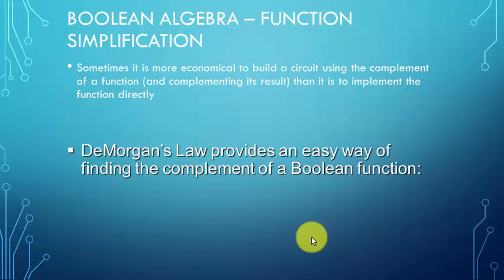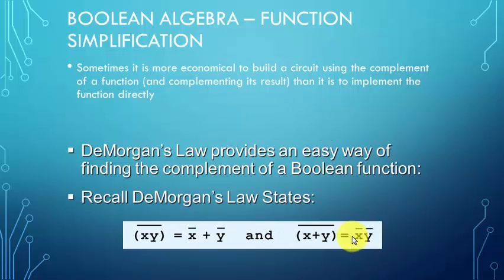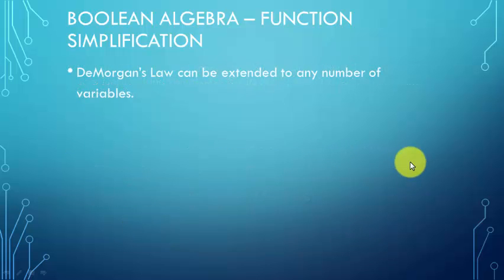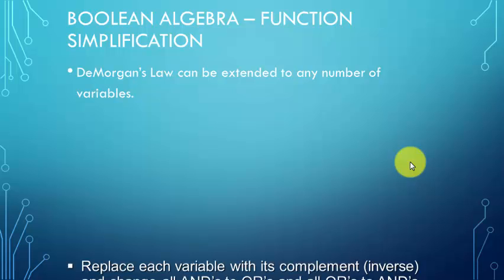Sometimes we need to consider the complement of a function, because sometimes it is more economical to build a circuit using the complement of a circuit, of finding the complement of a Boolean equation. We'll see an example. First, let's review De Morgan's law. Break the line, change the sign. Break the line, change the sign. And De Morgan's law can be extended to any number of variables, not necessarily 2. It could be 3, 4, whatever.